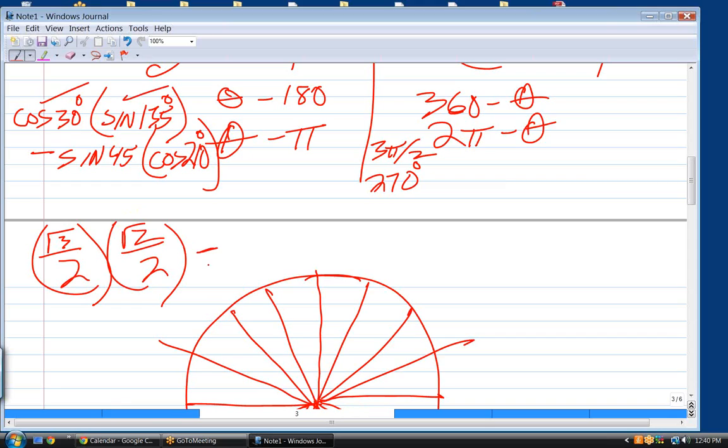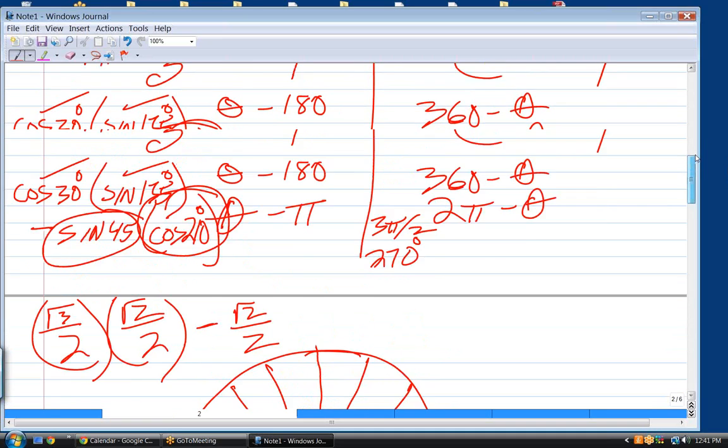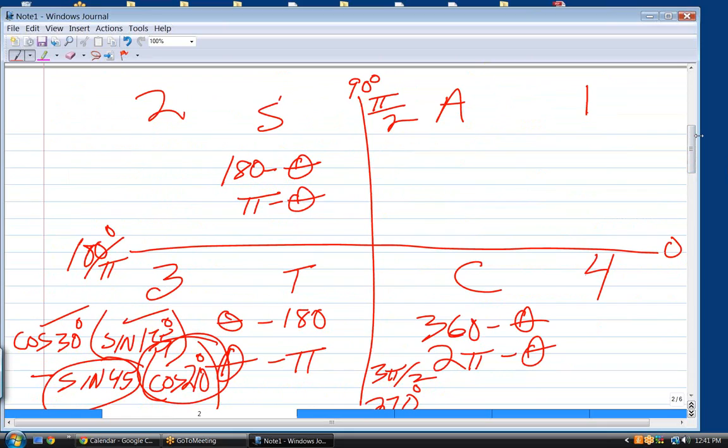Now let's subtract. What's the sine of 45 again? It's 1 over square root of 2, which is square root of 2 over 2. And now we need to figure out the cosine of 210. Well, what quadrant is 210 in? 210, the third quadrant. Okay, so what's its equivalent first quadrant angle? 210 minus 180, which is 30. What's the cosine of 30?